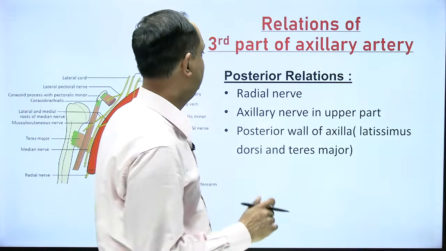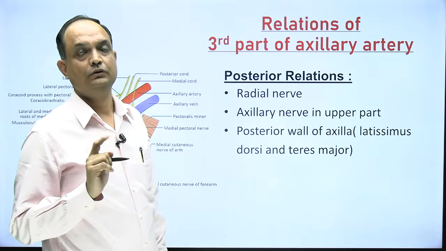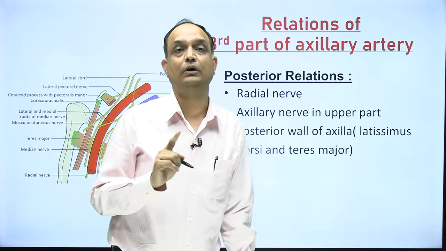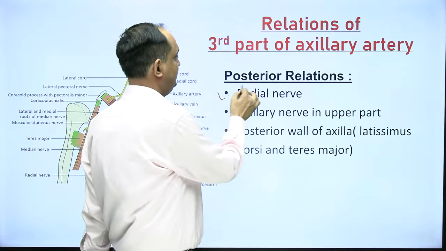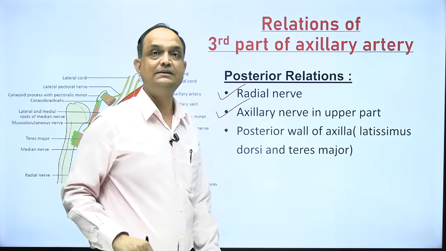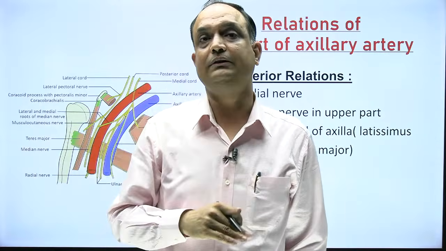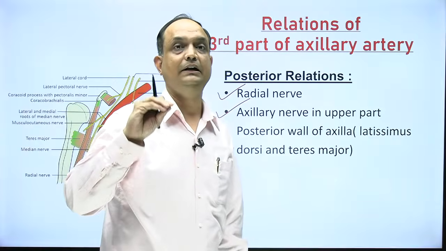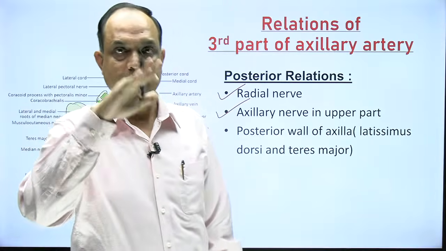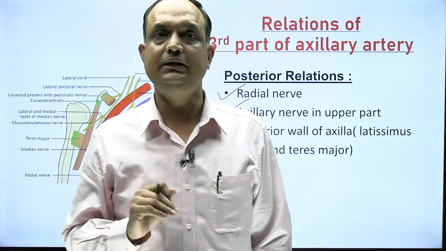So in the third part you will have the branches of the posterior cord. So the third part is related all around with the branches, not with the cords. So what are the branches? Posteriorly radial nerve and axillary nerve. Plus you will have the posterior wall of axilla, that means the lower muscles latissimus dorsi and teres major. Clear? So the second part is related with subscapularis, and as you go down, the third part is related with latissimus dorsi and teres major muscle.